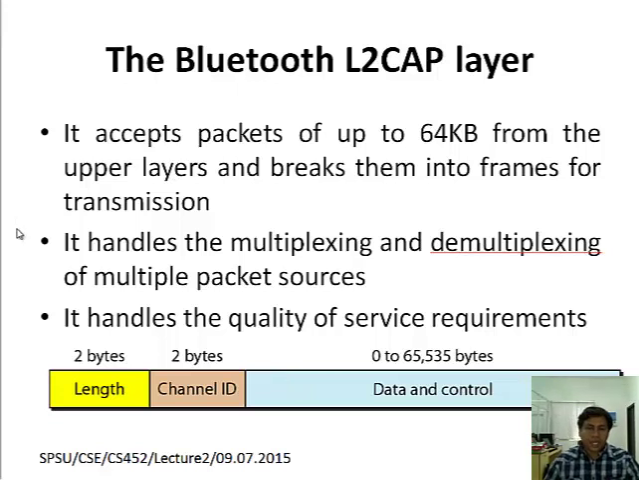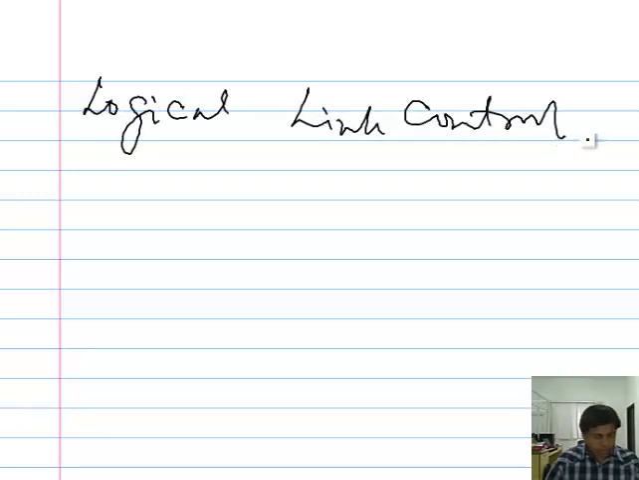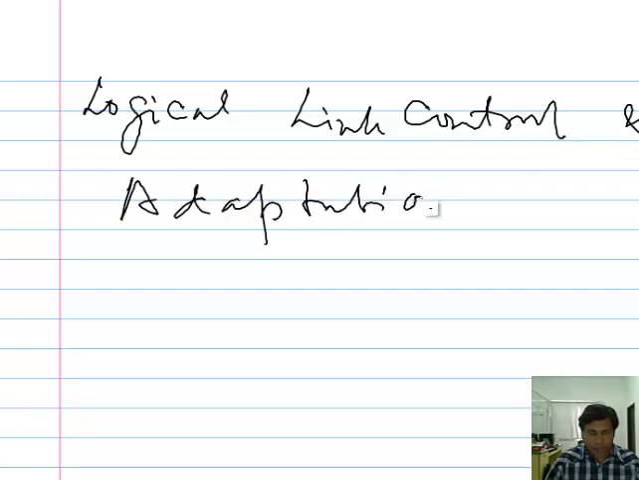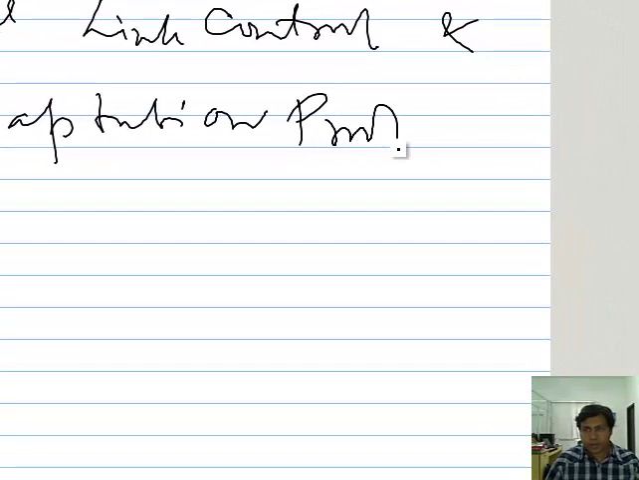So now the next and most important part of Bluetooth is called L2CAP. The full form of L2CAP is Logical Link Control and Adaptation Protocol.